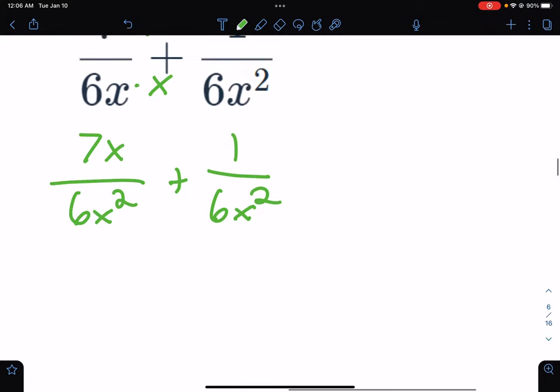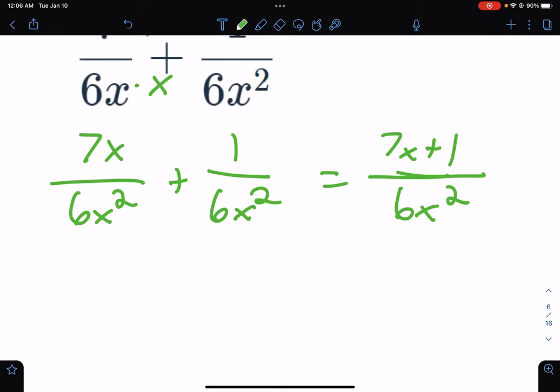All right. Now I've got my common denominator. I can add the stuff on top. And that's my answer right there.